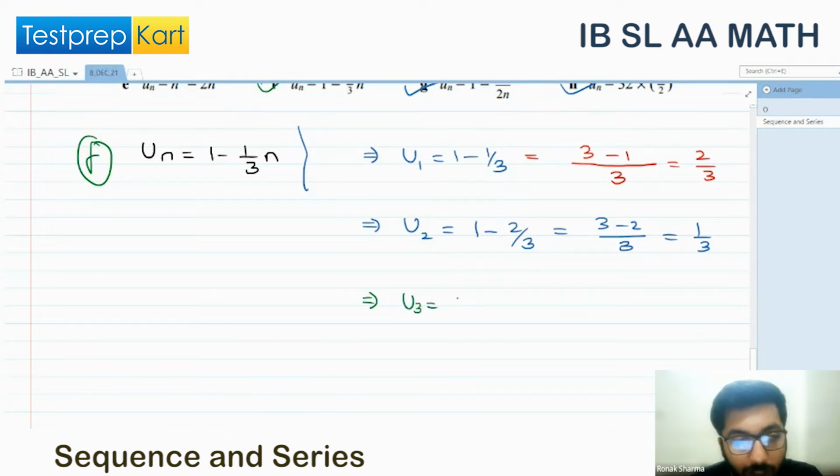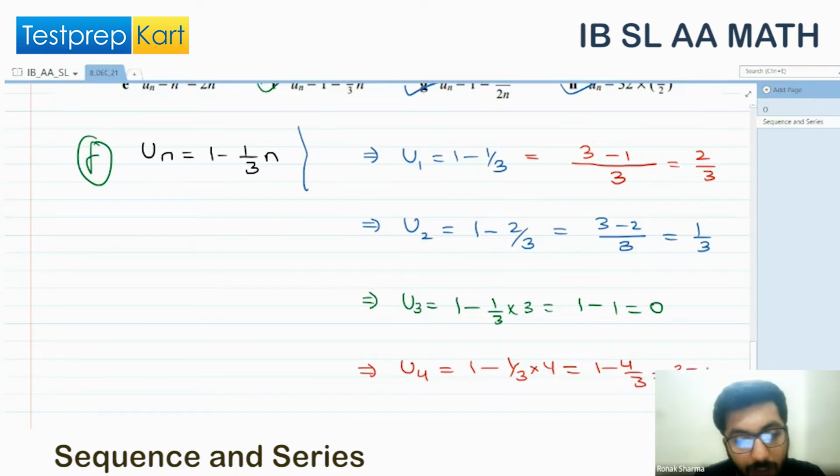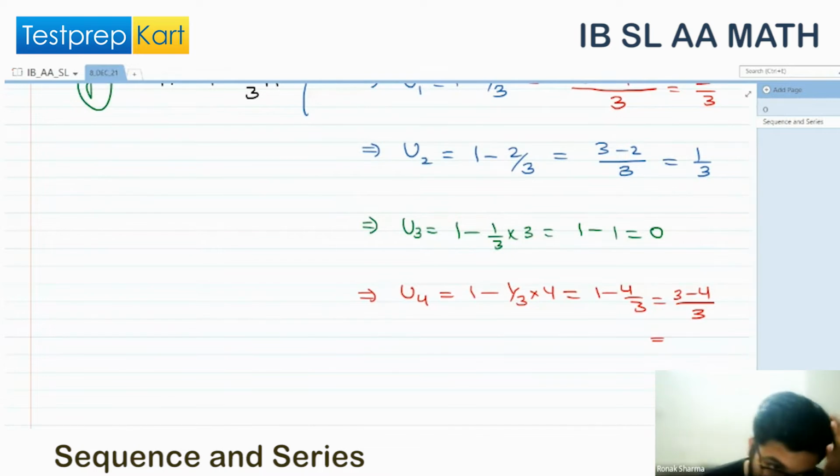If we go for U3, that will be 1 minus 1 by 3 into 3. So this will become 1 minus 1 only, so this will become 0, I guess, right? And if we go for U4, this will become 1 minus 1 by 3 into 4. So 1 minus 4 by 3, that means 3 minus 4 by 3. So this will become what? 3 minus 4 by 3 means what?